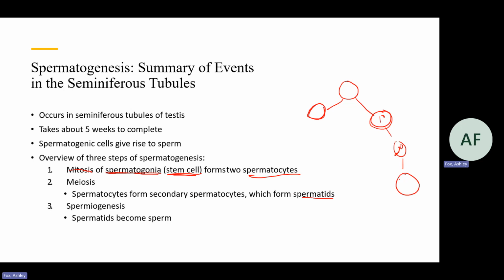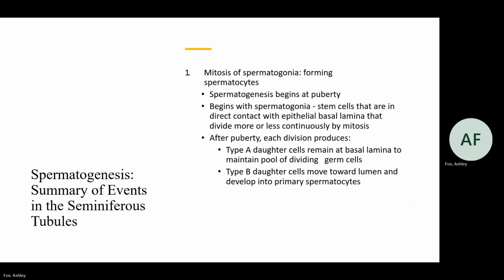So it's going to go through the cell. It has half the number of chromosomes. And then spermiogenesis is when it's going to get its swimming ability. So it's going to grow the tail. So spermatids become sperm. So again, first, mitosis of the spermatogonia. That's forming the spermatocytes.